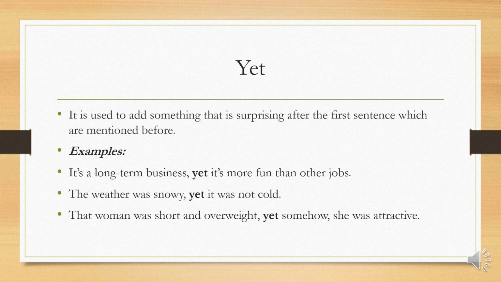Yet, it is used to add something that is surprising after the first sentence mentioned before. For example, it's a long-term business, yet it's more fun than other jobs. The weather was snowy, yet it was not cold. That woman was short and overweight, yet somehow she was attractive.